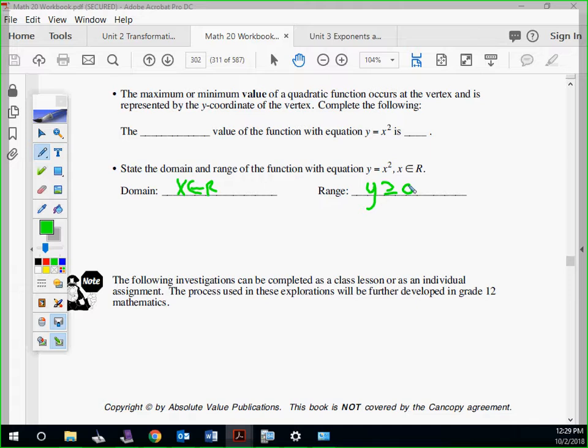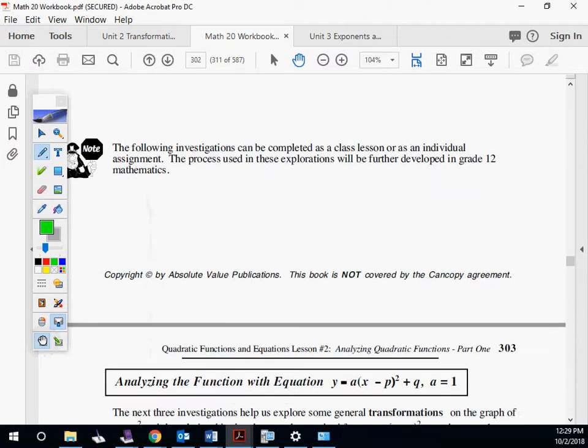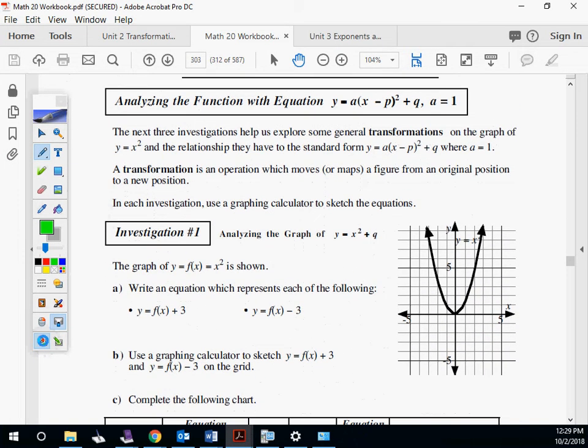All right, now we're going to start analyzing the movements of the parabola through a couple investigations, and then we got a couple examples. So let's look at how standard form is built. What does standard form do for us? The next three investigations help us explore some general transformations. These are going to be transformations of the parabola.